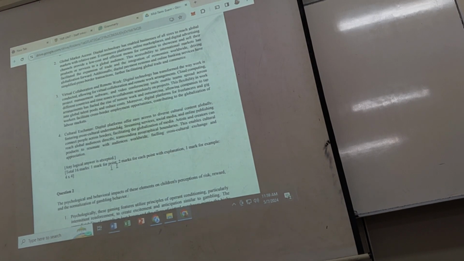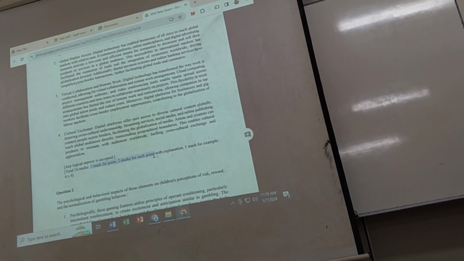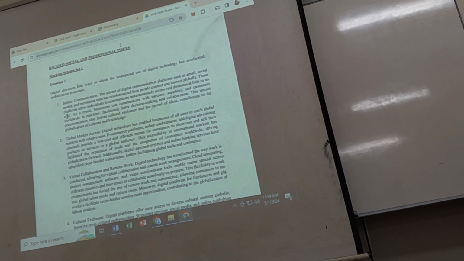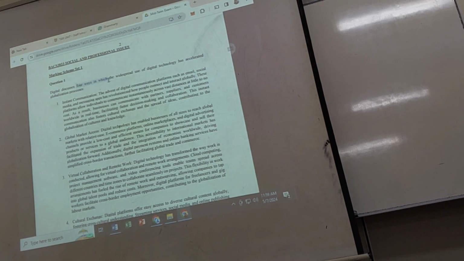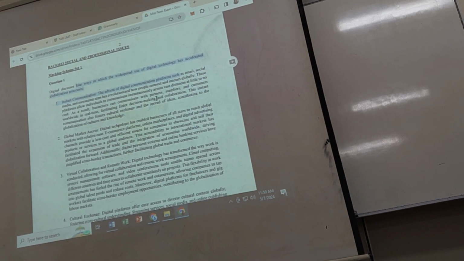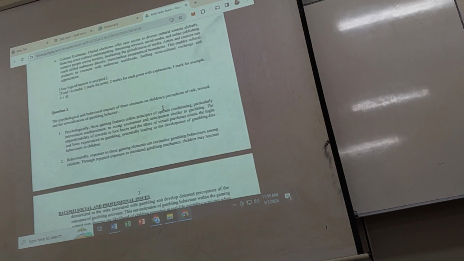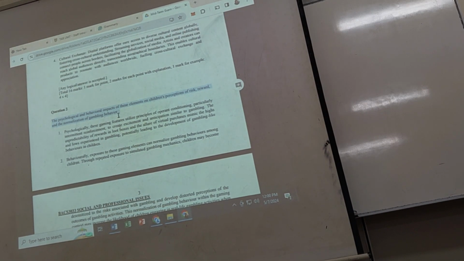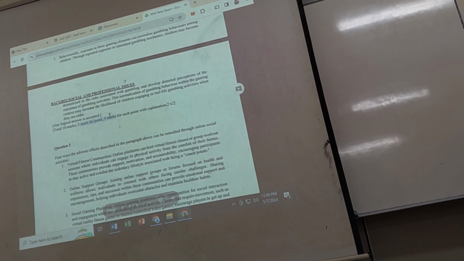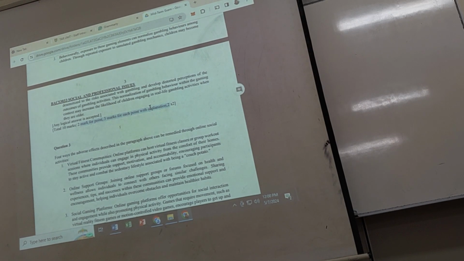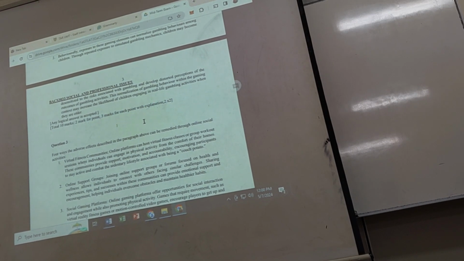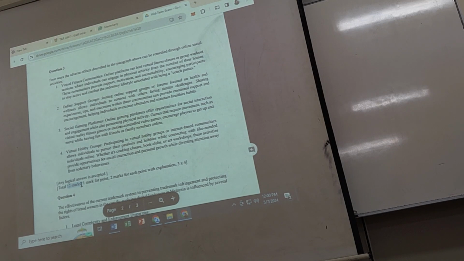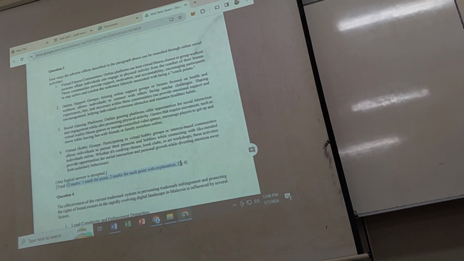Just now I saw you all comparing, I thought you scored high. Question 1, 16 marks: 1 mark for point, 2 marks for explanation, and 1 mark for example. Discuss four ways how the spread of digital technology accelerates global processes. Question 2, the psychological and behavioral impact on children. 2 marks for point, 3 marks for each point with explanation, total of 10 marks. Question 3, 12 marks, 1 mark for point, 2 marks for explanation.